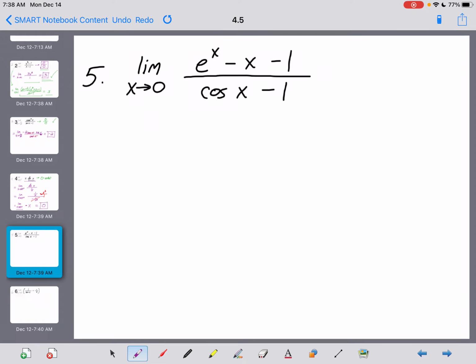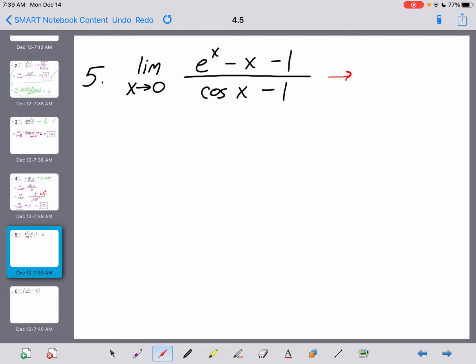Limit as x approaches 0 of a more complicated quotient now. And boy, just a bunch going on. We've got an exponential term. We've got polynomial terms. And we have a trigonometric term. So the first thing we should probably think about is what happens when we try to do plug and chug.